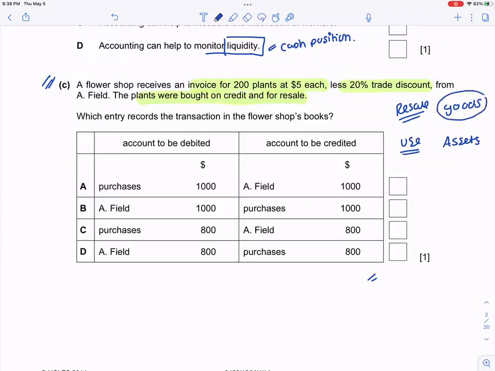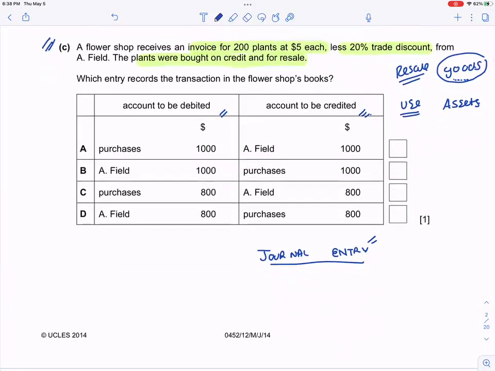And if you purchase for use, they are your assets. So when you purchase goods, now see, they've asked your account to be debited and credited. Can you give me the journal entry for it? Trade payable will come now. He's purchased on credit. From whom? A field. So I have purchased goods on credit. On credit means I'm going to pay on a later date.